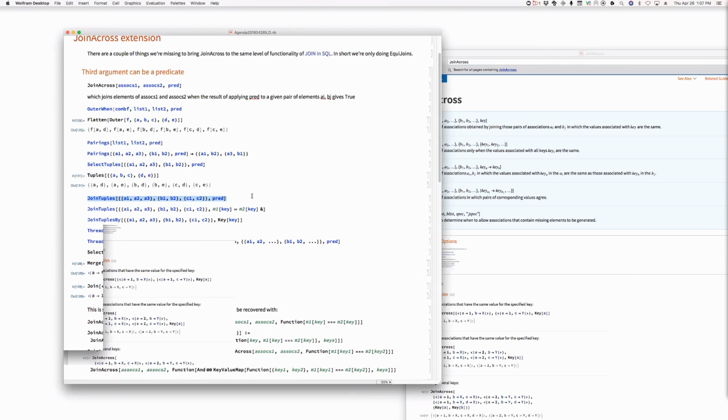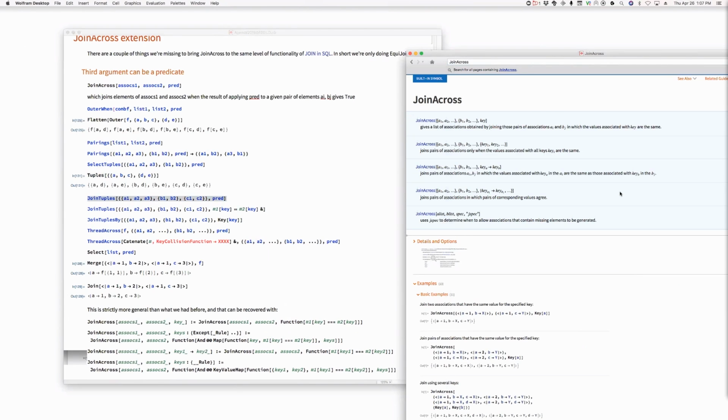Yeah, I certainly don't mind. All I'm saying is that these are somewhat different problems. They are related, but they're not the same. I think that the biggest problem really is that join tuples probably will not have that fourth argument, JSPEC. Yeah, that's what I said. Specify. And there is still value in having that. Also, join across gives you the guarantee that the thing you get out is, let's say, array-like. All the associations will have the same keys. The tuples version, I'm not sure.